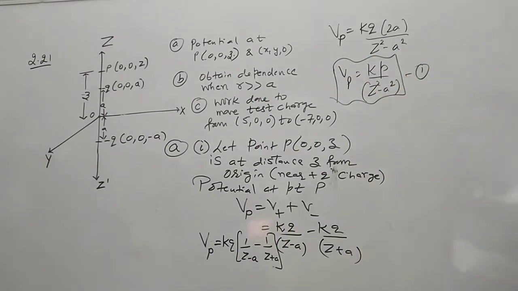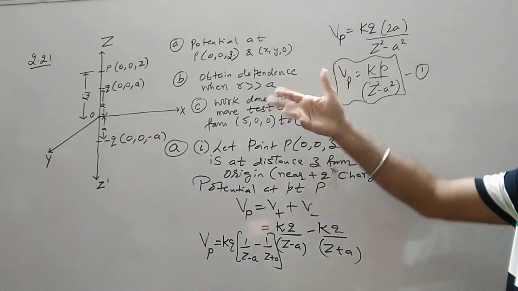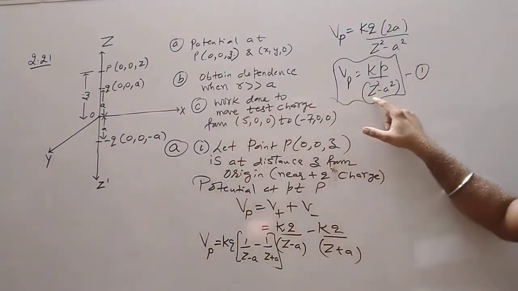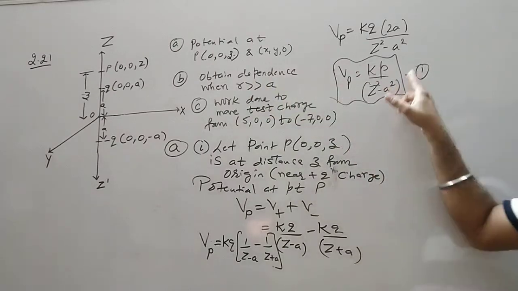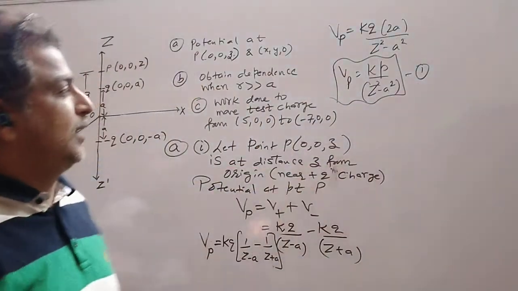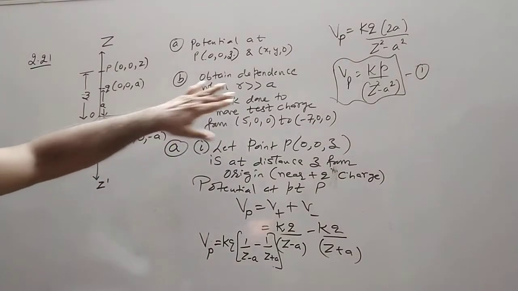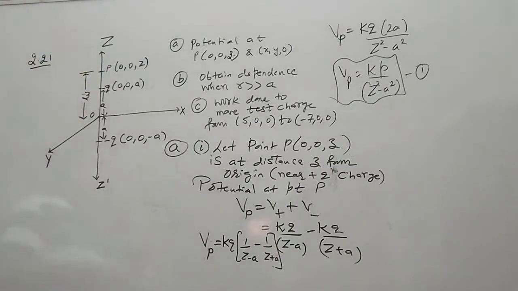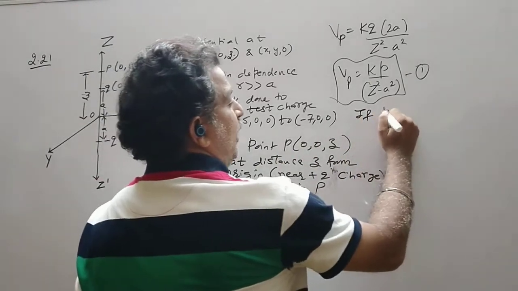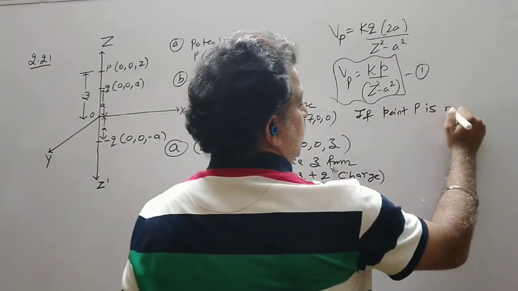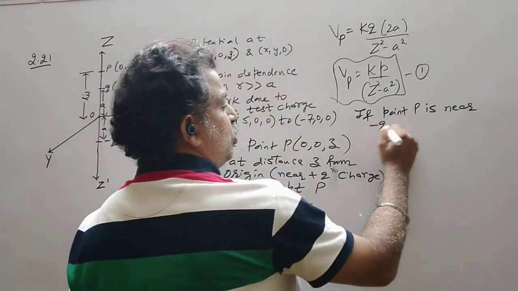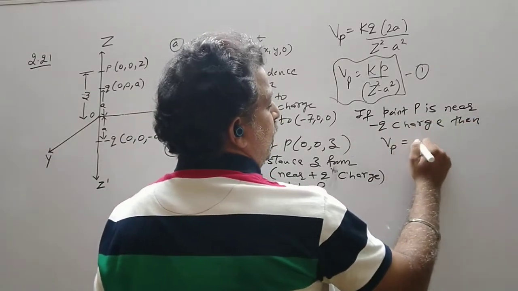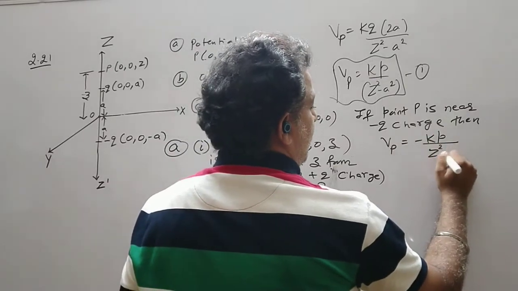Now if you assume that, the second part also we will do from this. If we assume the distance of point P as r, here it will be r square, and if r is greater, A can be neglected, so the second part can be directly written. Now before that, this is the potential at point P when you have considered point P near the plus Q charge. If point P is near minus Q charge, then Vp will be equal to minus Kp upon Z square minus A square.